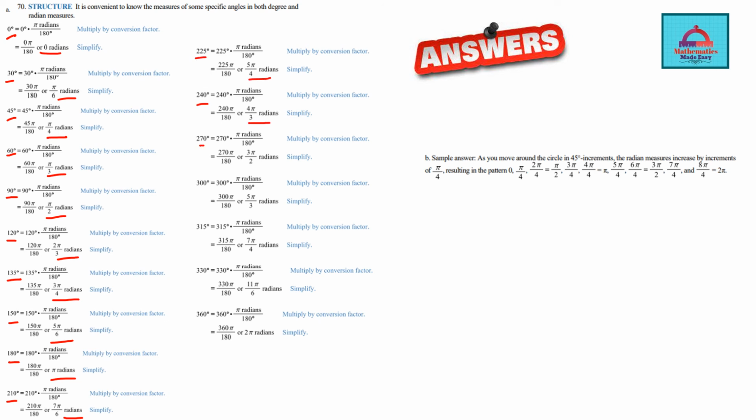So you can check your answers. All the angles from 0 to 2 pi or 0 to 360 degrees have been converted into radians, and now it's easy for you to complete the figure. Coming to part B, where you had to do the pattern noticing. As you move around the circle in 45 degree increments, the radian measures increase by increments of pi by 4. Right, that's the pattern. That is, the angle is changing from 0 to pi by 4 to 2 pi by 4 and so on. So there's an increment, as you can see here, by pi by 4 radians.